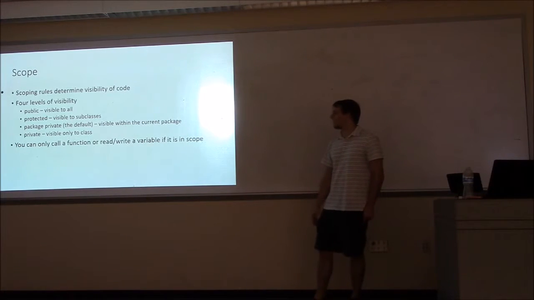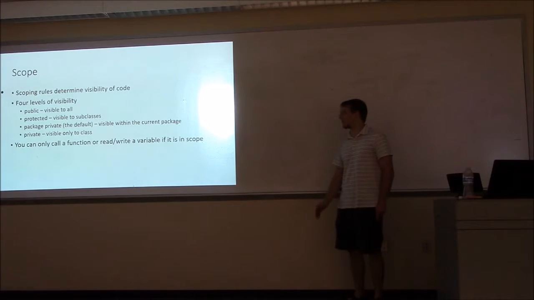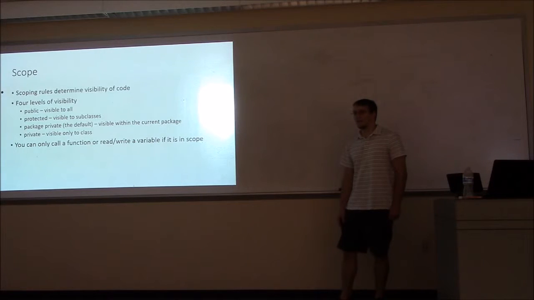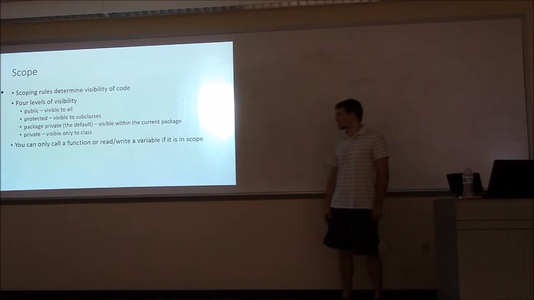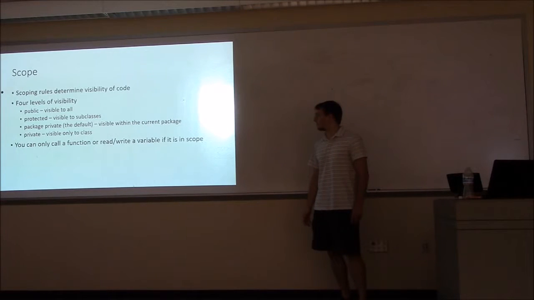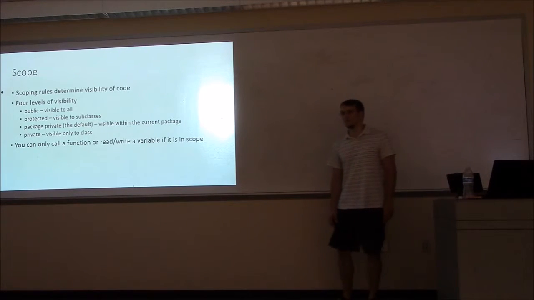So a public class or a public method is visible everywhere. Anything can see it, anything can use it. Protected is visible only within the class and subclasses, and private is visible only within the class, so even the subclasses can't see it. And you can use these scoping rules to separate your interface from your implementation. So you might have private data members and then have public accessors and mutators for those data. And again, you can only call a function or write a variable if it is in scope.